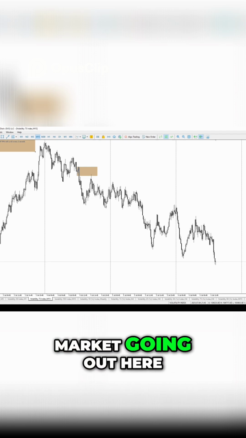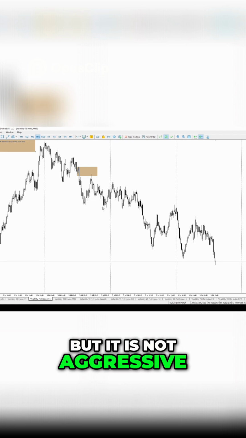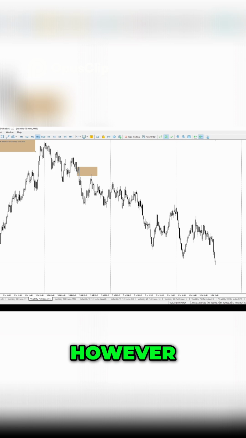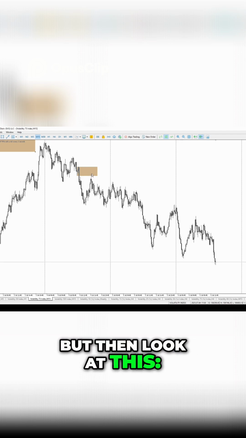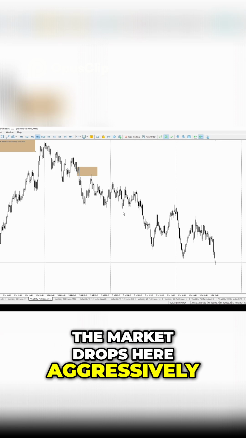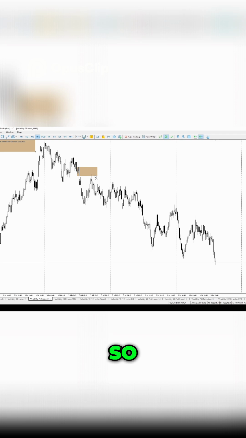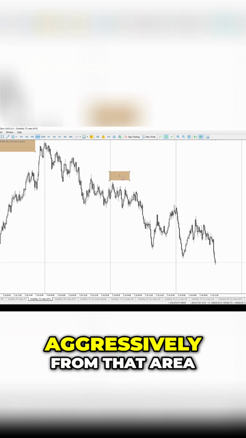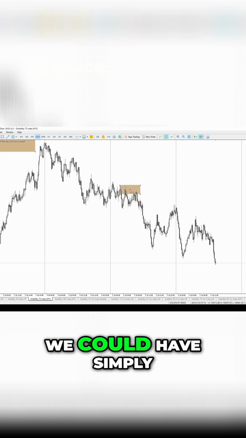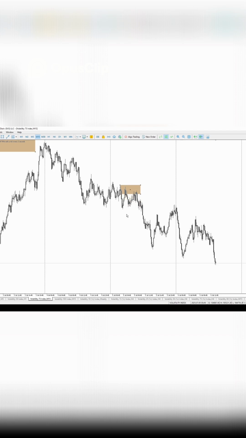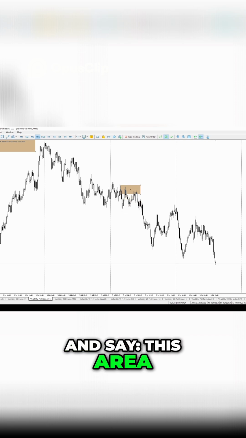Now we have a market going out here, but it is not aggressive. It is just moving however. But then look at this, man. The market drops here aggressively. So as the market drops aggressively from that area, we could have simply marked that, right? And say this area is an area where we want to look for opportunities.